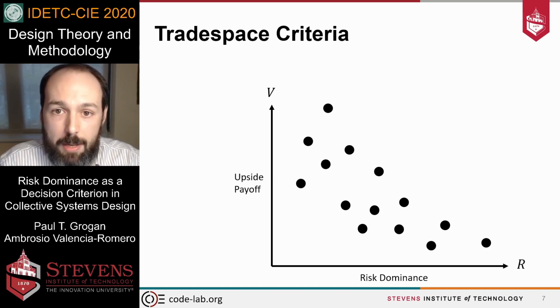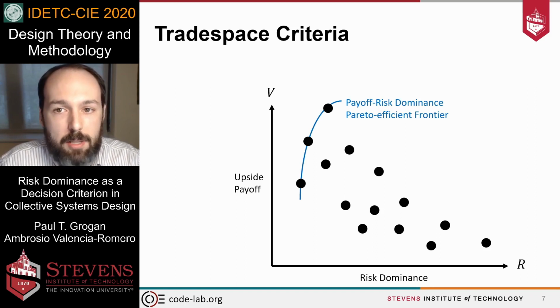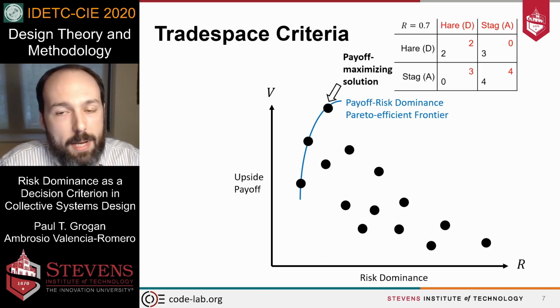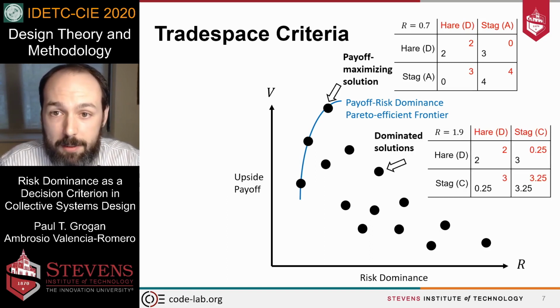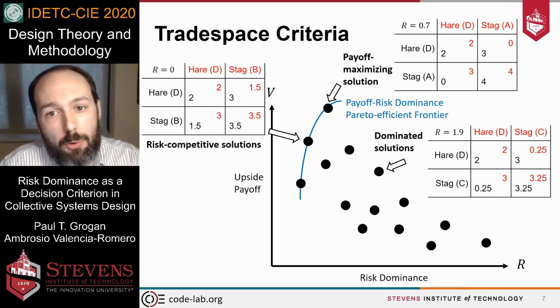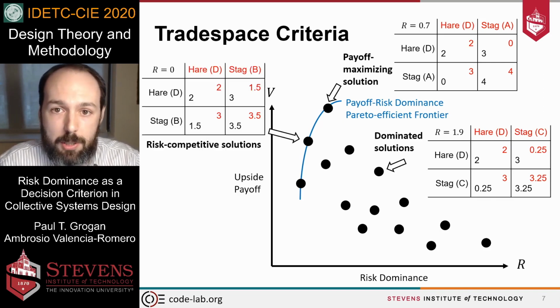Here I've plotted risk dominance on the x-axis and the upside potential payoff on the y-axis. And we can see the formation of a Pareto efficient frontier of payoff and risk dominance dominating solutions. We can see, for example, the payoff maximizing solution of the addle-addle, which we previously identified. We can also see the dominated solutions, such as the club, which do not provide desirable dynamics. But we can also identify some new risk competitive solutions that don't quite give as much upside potential, but do mitigate some of the downside loss in a way that might be of interest to stakeholders.